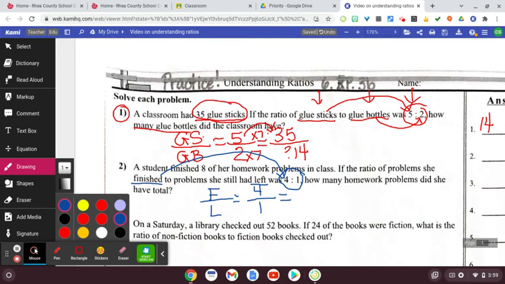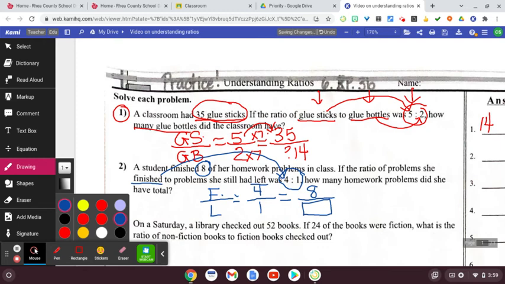Now it does say in the very beginning, she finished 8 of her homework problems. So obviously finished is up on top right here. And so I've got to put my 8 here, and I've got to find out what this missing value is right here.